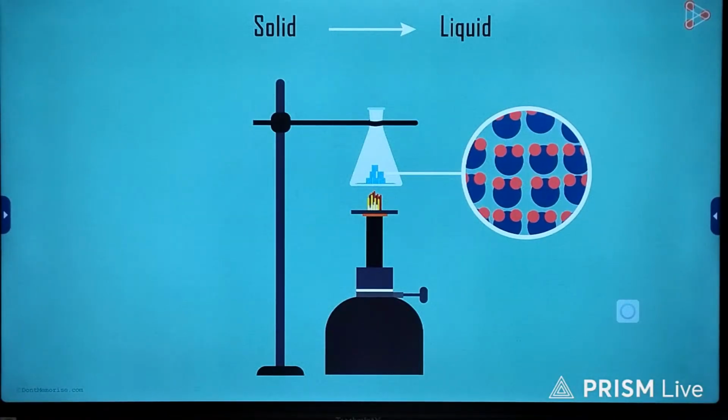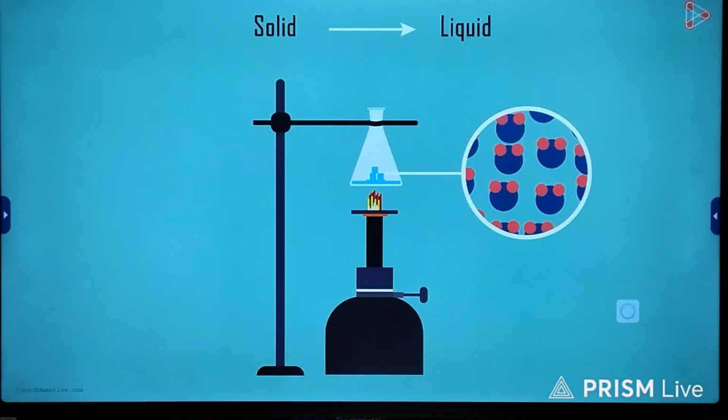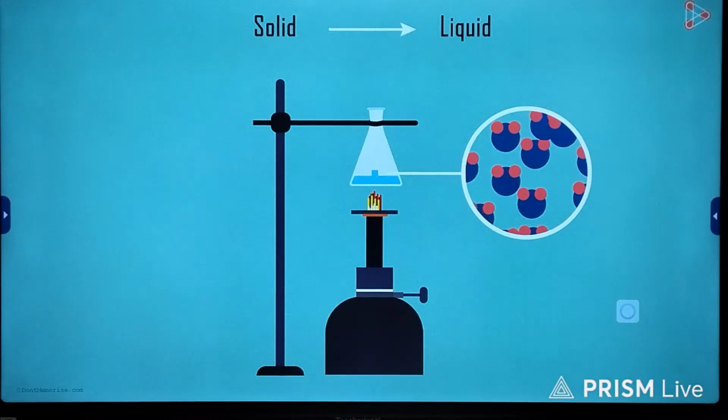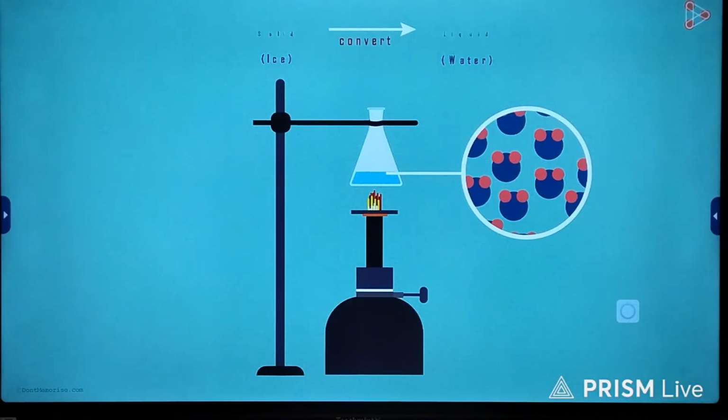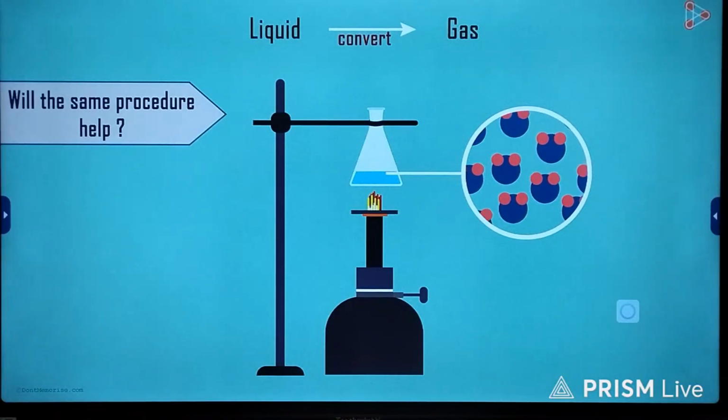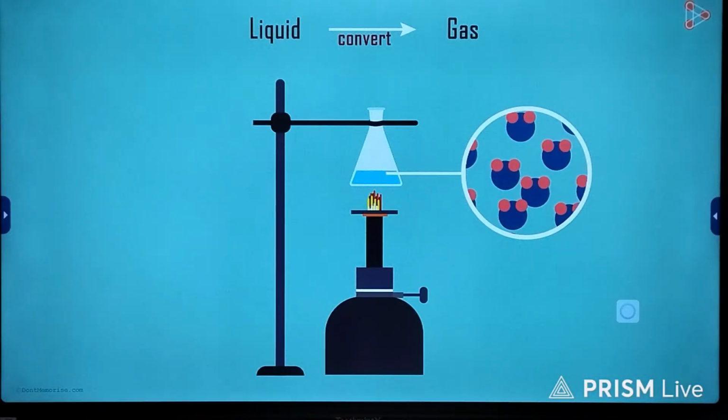Now you will observe that the solid matter has transformed into its liquid state. An example would be conversion of ice to water. What if I want to convert this liquid matter into gas? Will the same procedure help to convert liquid into gas? Yes, of course it will.